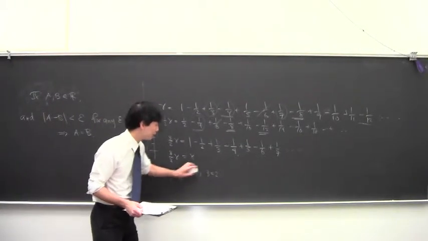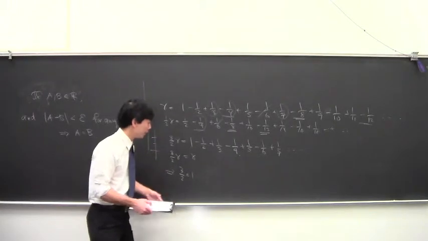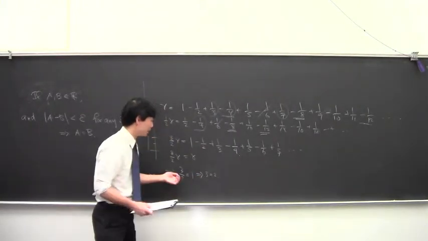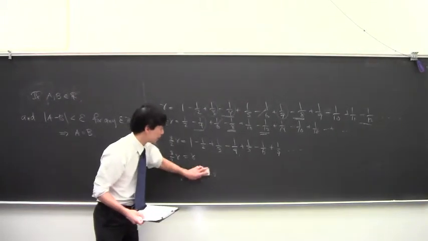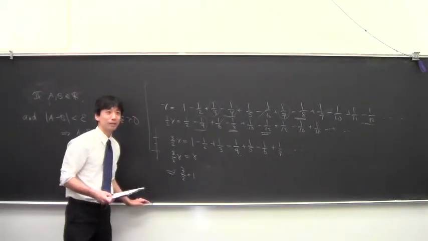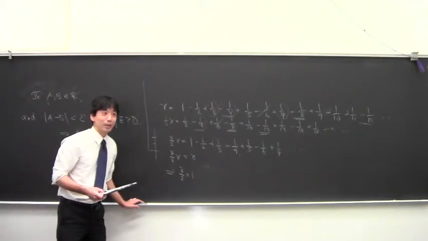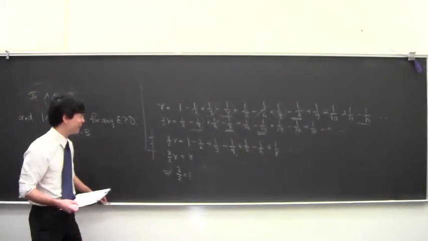If you want to stop there, but just to make it even more appalling, you can multiply both sides by 2. We can stop there. 3 halves equals 1. Okay, that's the end.